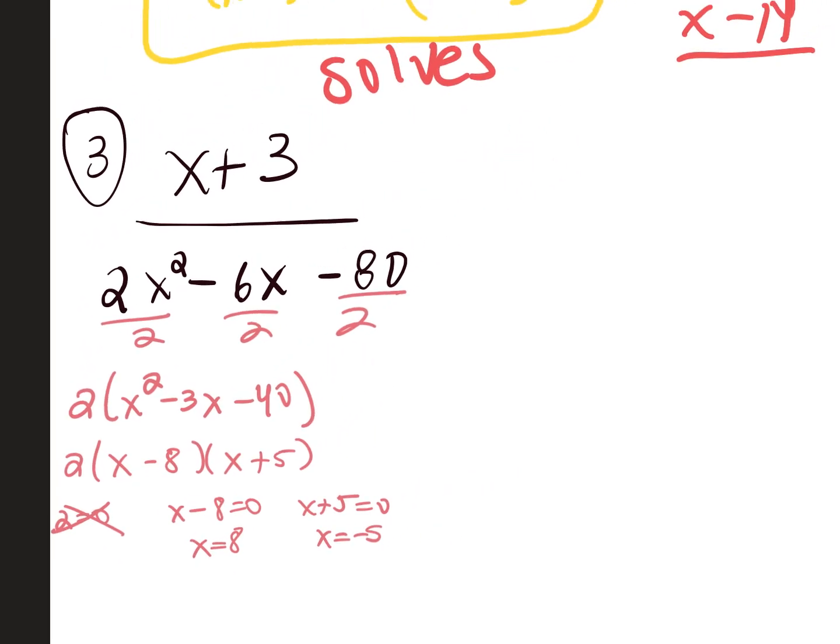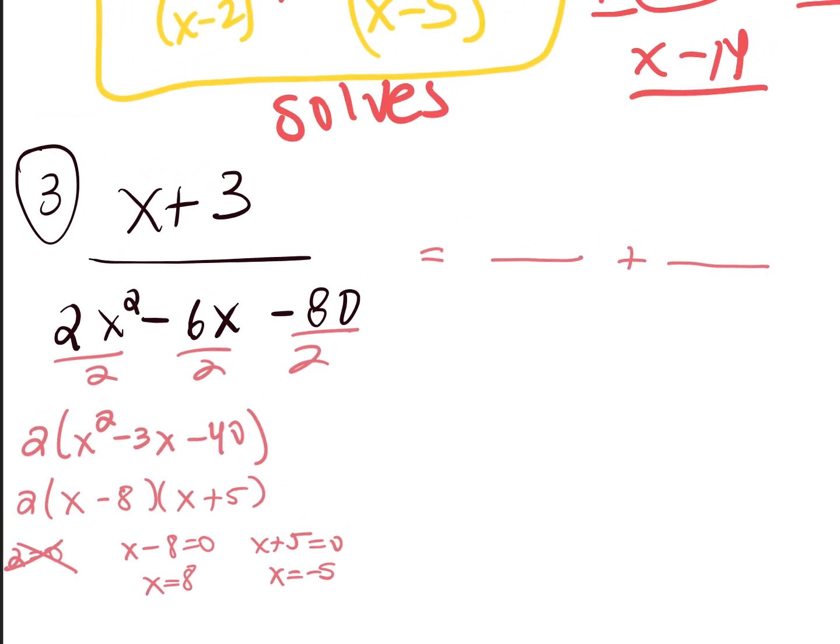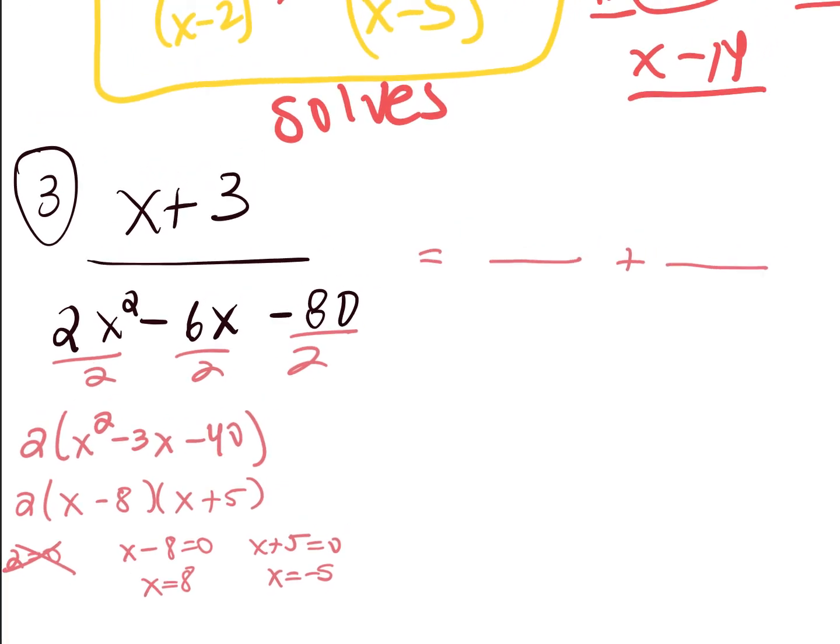So I only have 2 denominators here. I have 2 linear factors because that 2 we factored out, it's just a number by itself. If it had an x with it, then we would leave it as another denominator. But it doesn't, so we're good. So I'm going to write here, my first linear factor is going to be x minus 8. My second linear factor is going to be x plus 5.